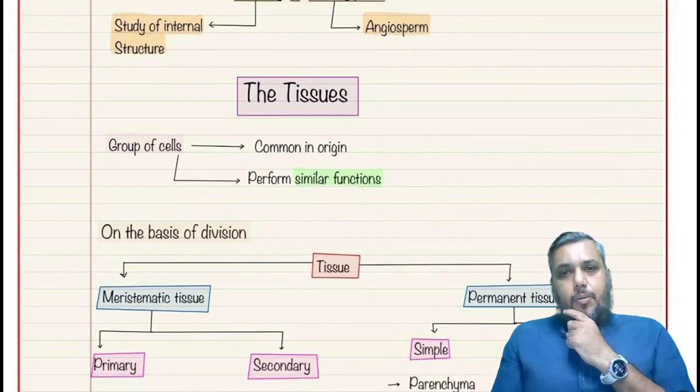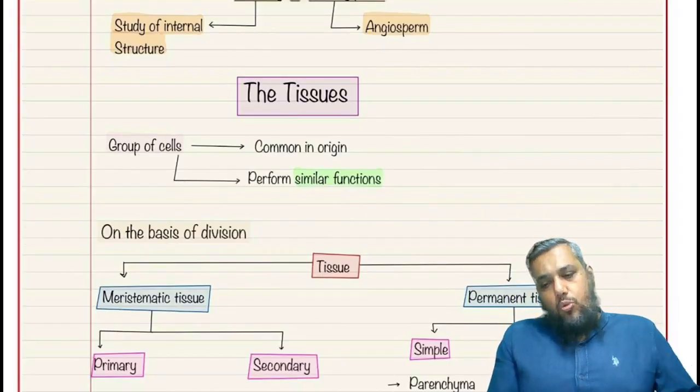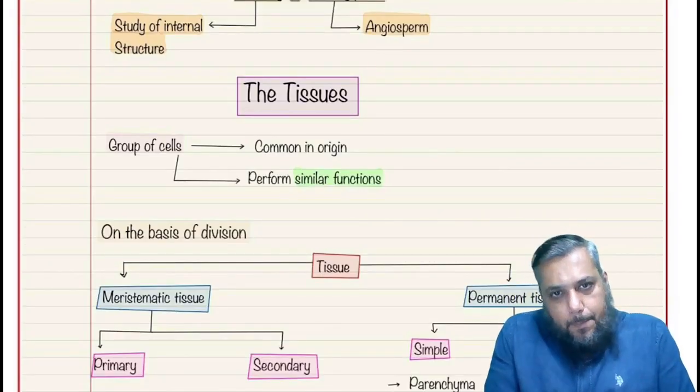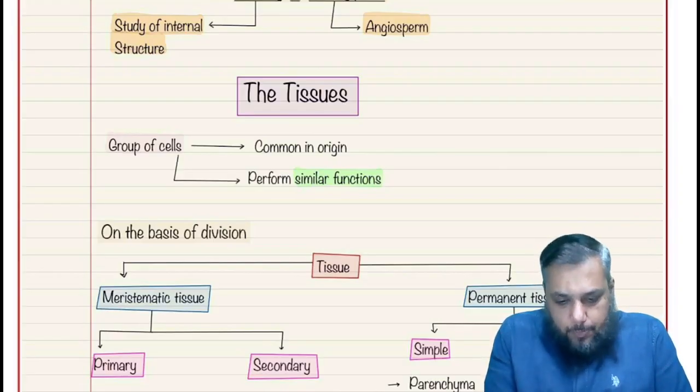And whenever we study anatomy, we begin with the tissues of any organism. Okay, so let us begin with the plant tissues.